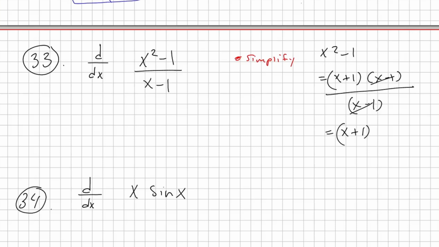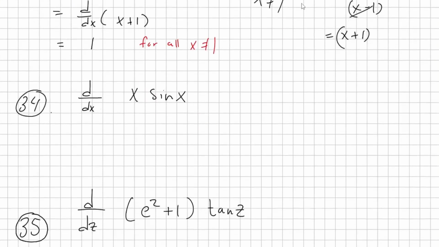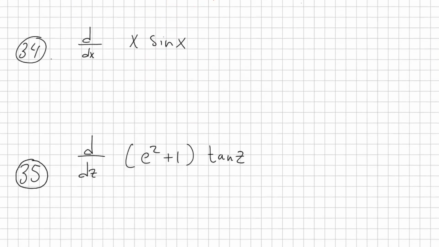Something important to note is that some teachers may ask you to implement a restriction. And the restriction in this case is x can't equal 1. Right? So we're going to get the derivative of x plus 1, which is basically going to be equal to 1. And I'm going to write this for all x can't equal 1. That's it. Right? It just depends on the teacher and the question they're asking for. Alright, so the next question we have is x times sine x. So here, this instantly comes out to me as product rule.